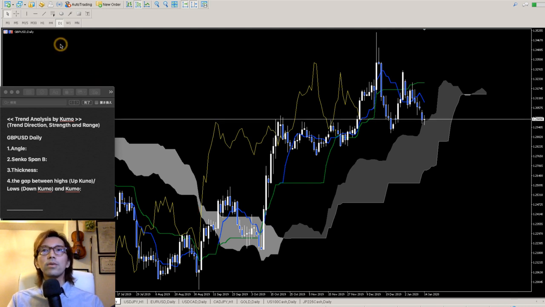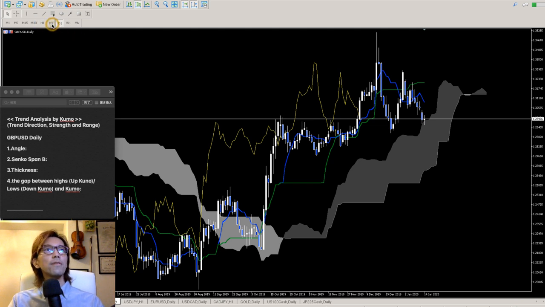All right, so right now it looks like it's been supported by the Senko Span A. So let's see if this is going to be a support or not. Let's see if this Senko Span A is going to be a support or not in this daily chart. And let's try to confirm the support in the 1 hour chart.